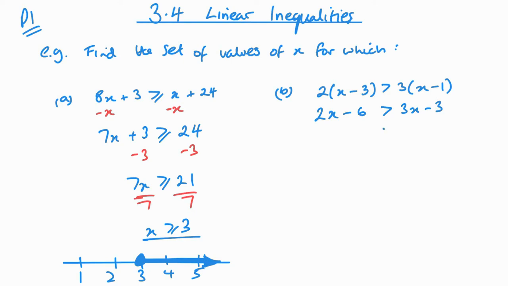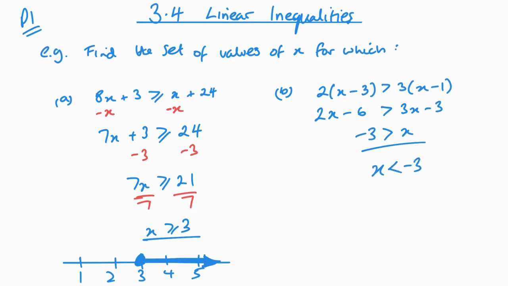Okay, part B, first thing I want to do is expand my brackets. And then I'm going to do this a bit quicker this time. So I'm going to get x on the right, minus 3 on the left there. So I'm taking away 2x first and then adding 3.